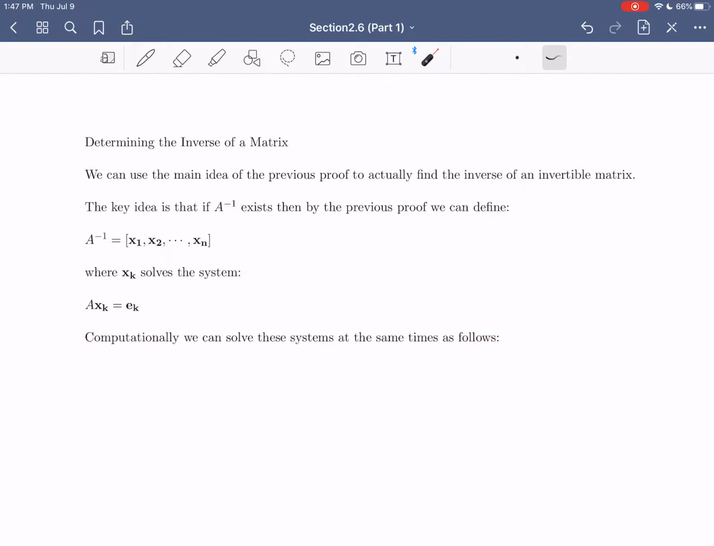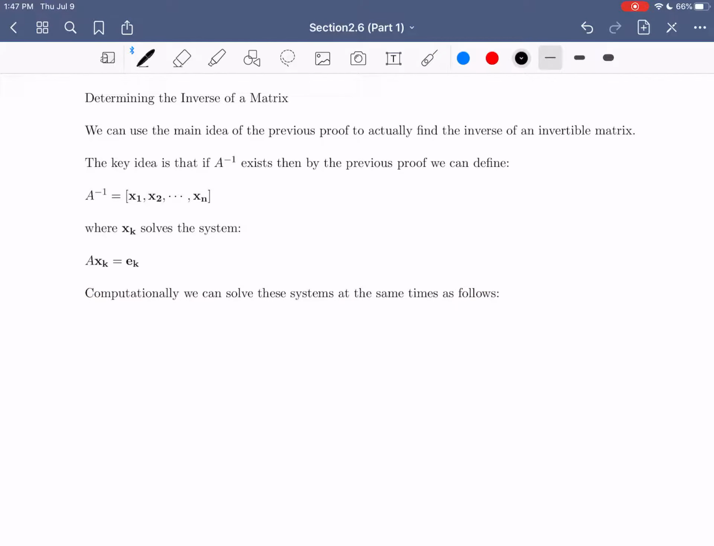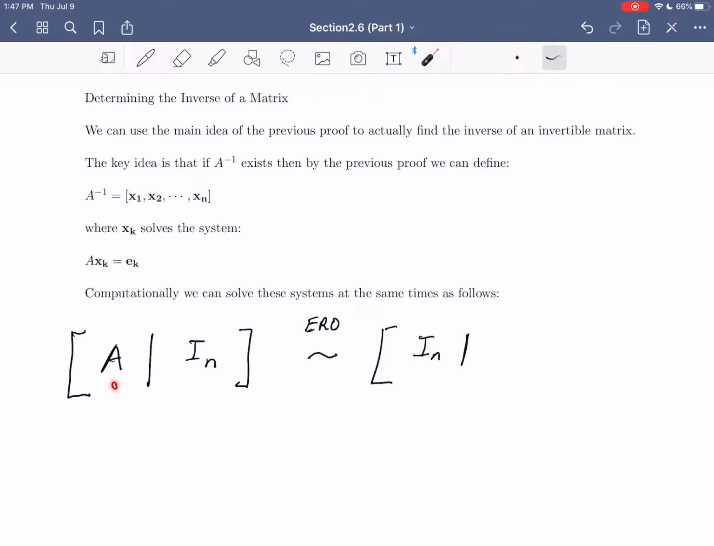Computationally, we can solve these systems at the same time as follows. The big trick here is that you take your matrix A and augment it with each of these E sub k's. That means you're going to augment it not with a single vector, but with the identity matrix itself. Then, if you can use elementary row operations to turn the left-hand side into the identity matrix, that's solving each of the systems. What happens on the right-hand side will give you A inverse.